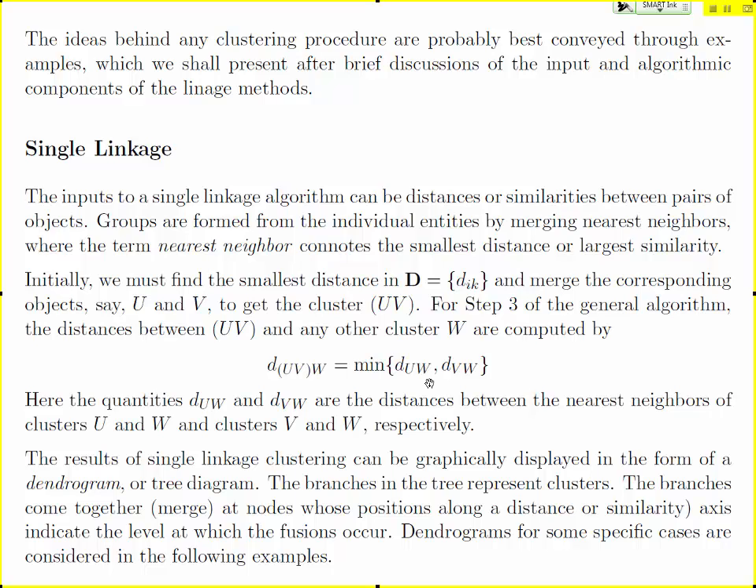So U could be very close to W, and V could be very close to W, in which case the distance is supported by both of them. But if W is very far away from V, for example, but really close to U, you're still going to call UV close to W, if that's your choice. So it kind of makes it as easy as possible to find attractions or similarities between clusters.